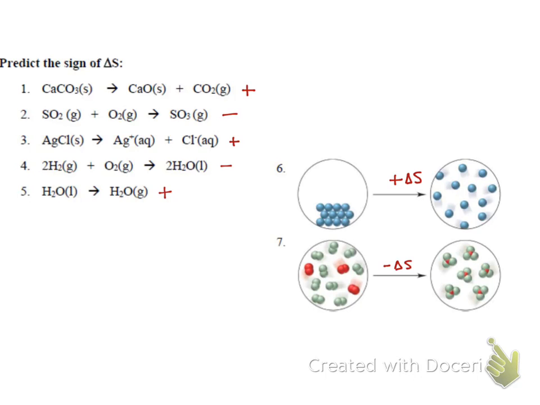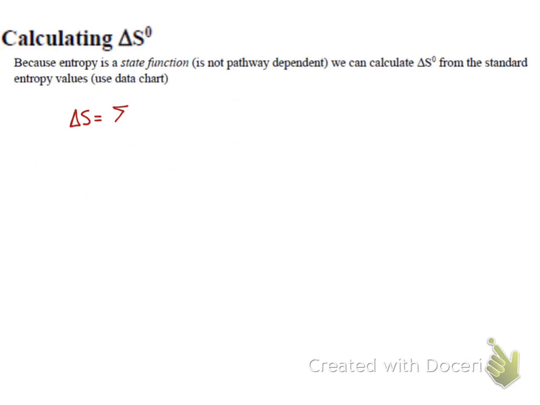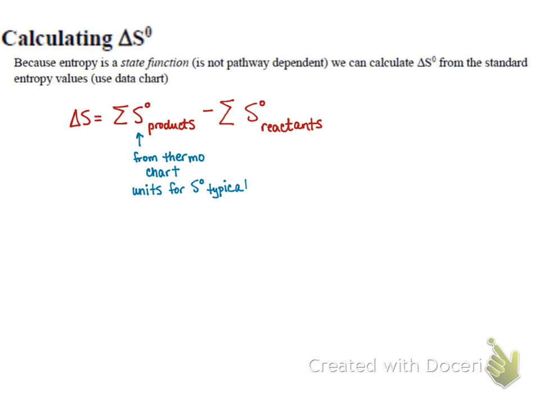We can also do the math associated with entropy, calculate delta S, very similar to what we did for delta H. Again, we are going to use standard entropy values, which are found on the data chart in the back of your packet. You are given these numbers. You don't have to remember any of them.